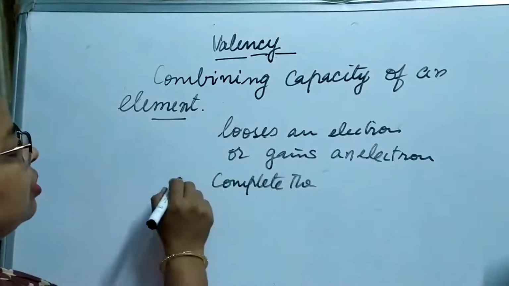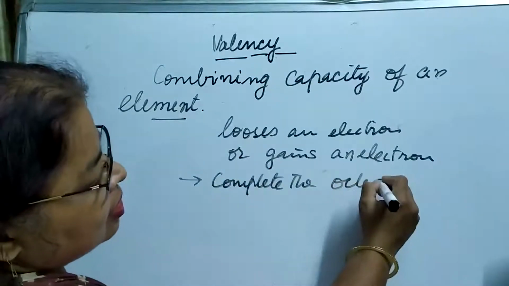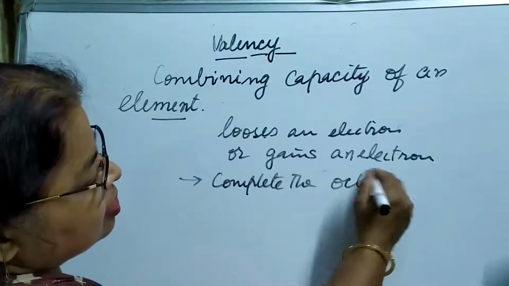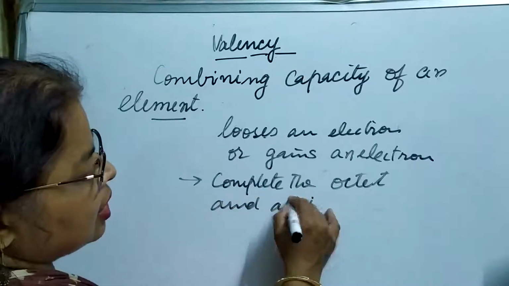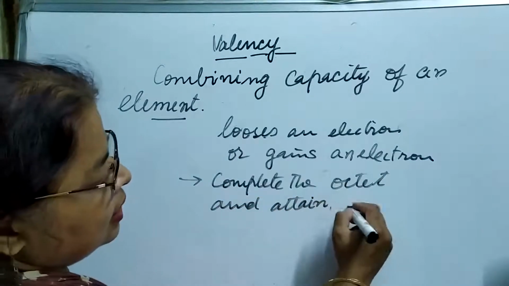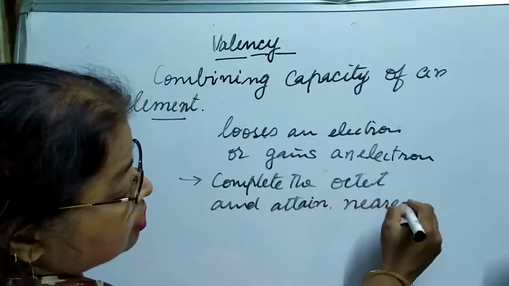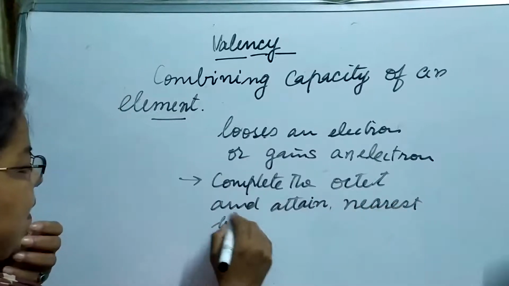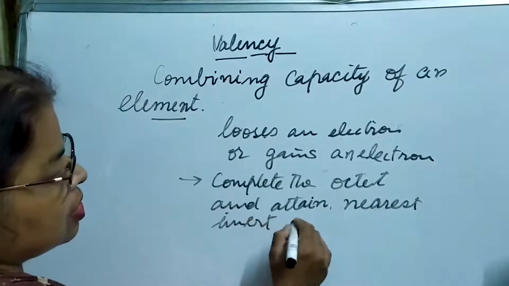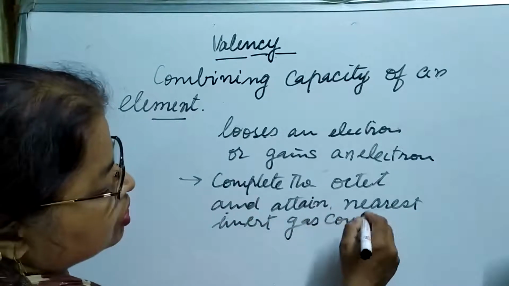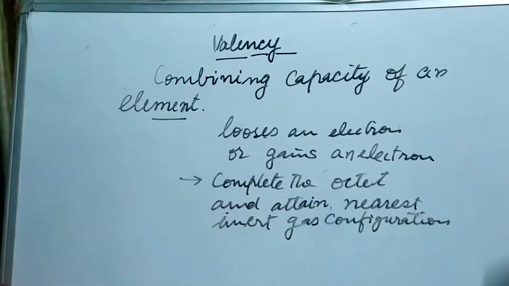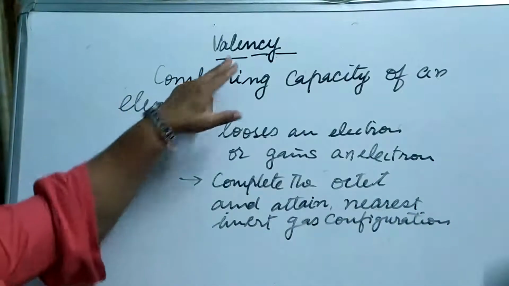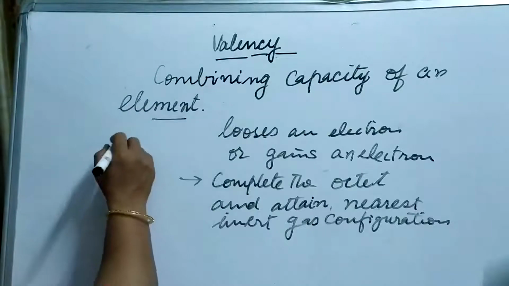Complete the octet and attain inert gas configuration. Attain the nearest inert gas configuration. Fine. This is the concept of valency. For example, sodium.